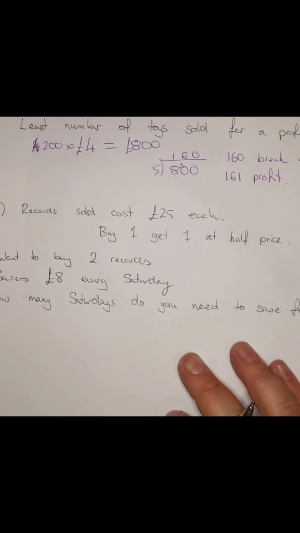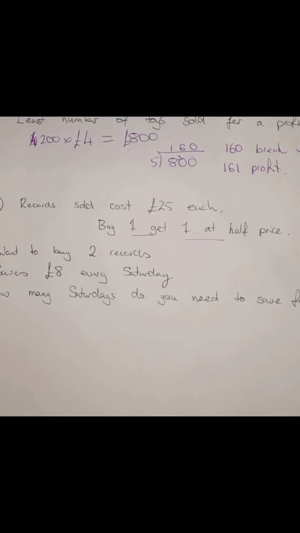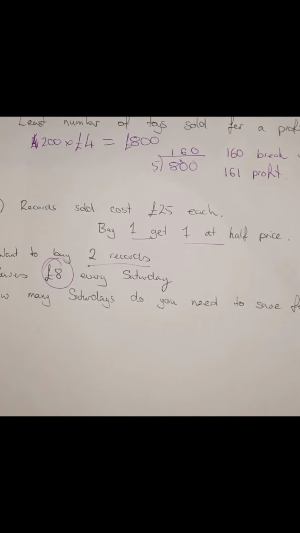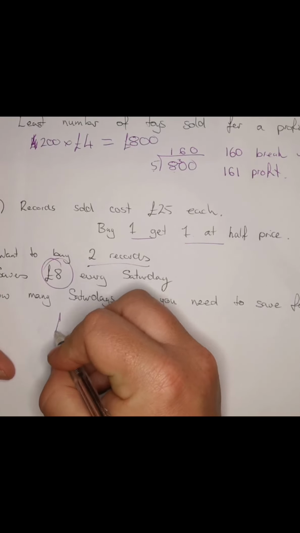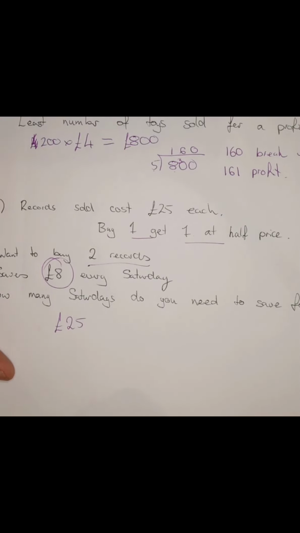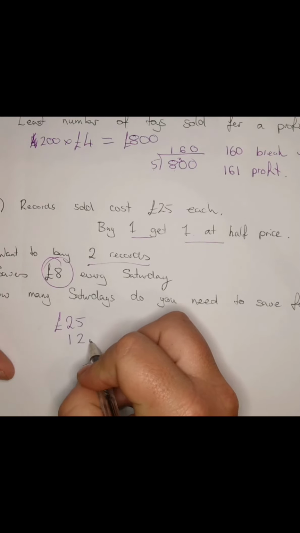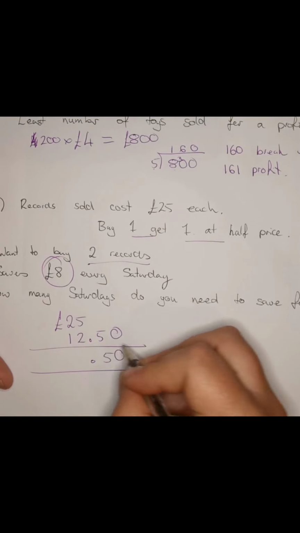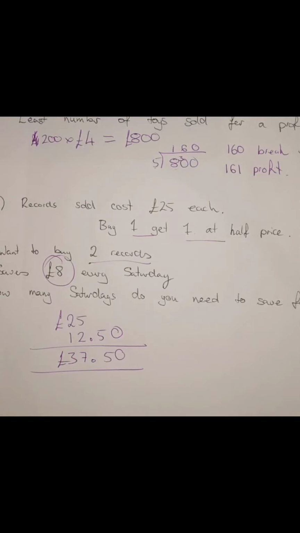Records cost £25 each. You can buy one and get one at half price. I want to buy 2 records. If I save £8 every Saturday, how many Saturdays do I have to save for? So first off, let's figure out how much it's going to cost me. Buy one and get one half price. So my whole price one is £25. My half price one is going to be half of £25. So I think that is £12.50. Add these together. I'm looking to get £37.50 all saved up.